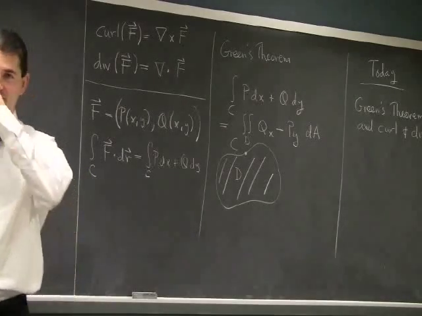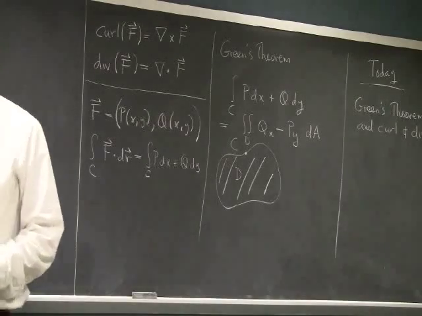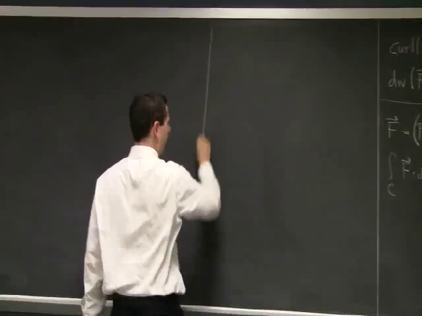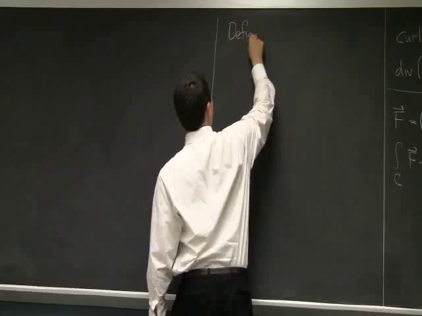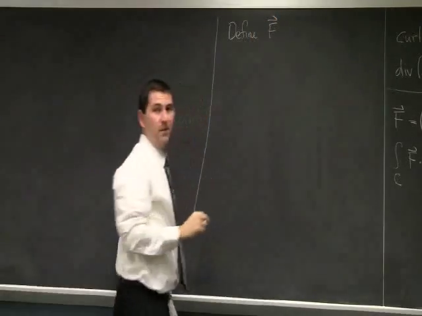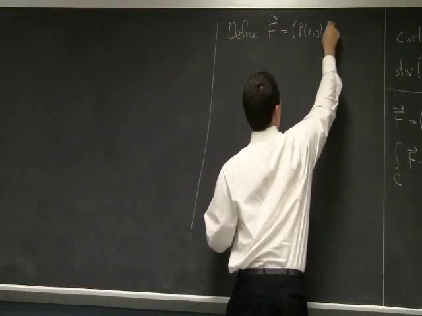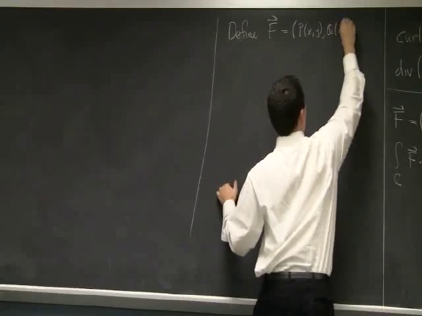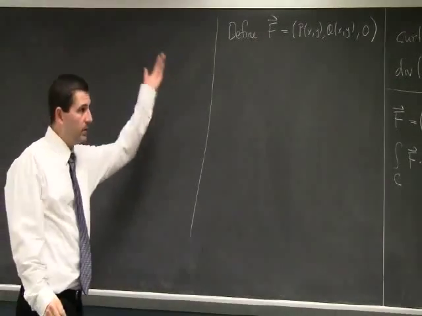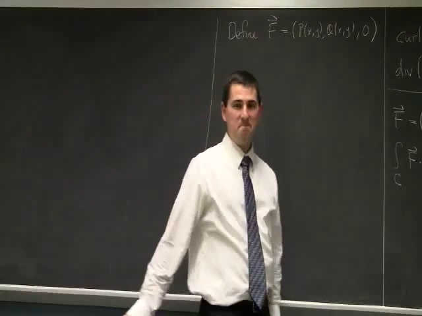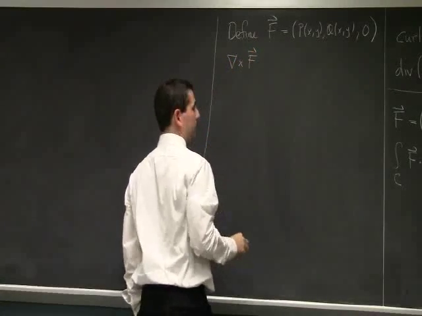Kaiwei: Can you just say the z part is 0? That's a brilliant idea. Okay, let's try that. Let's see if Kaiwei's right. Let's see what happens if we do what Kaiwei suggests. So we're going to define a new F, and it's going to be P of x,y, Q of x,y, 0. Okay, so this is a new vector field. Good. And we can now write down the curl.